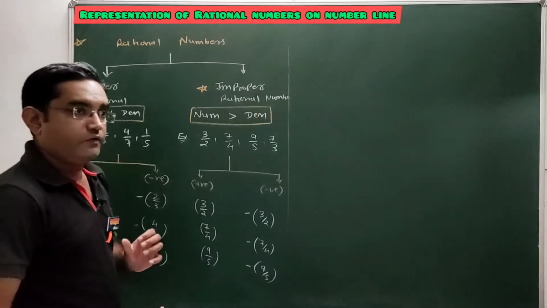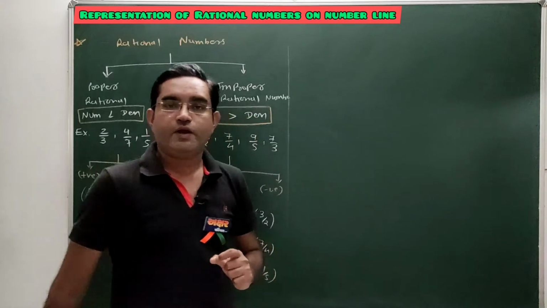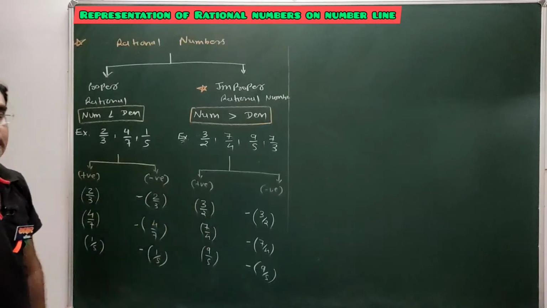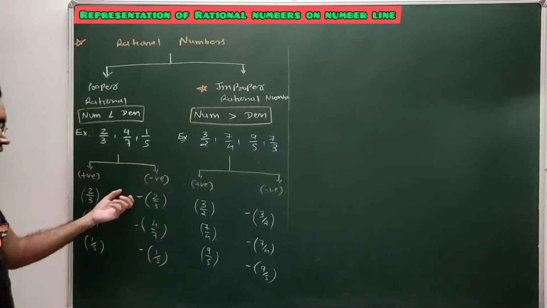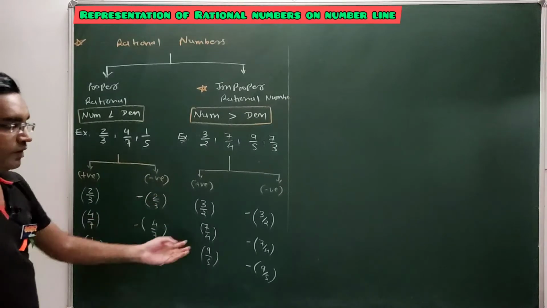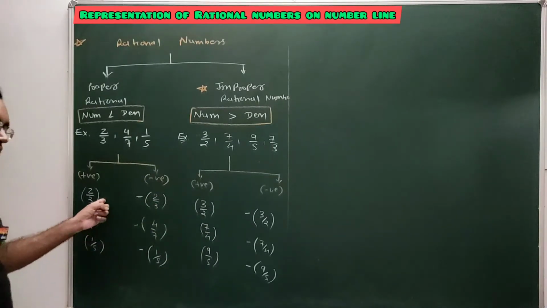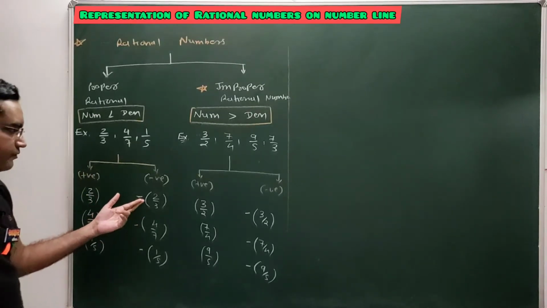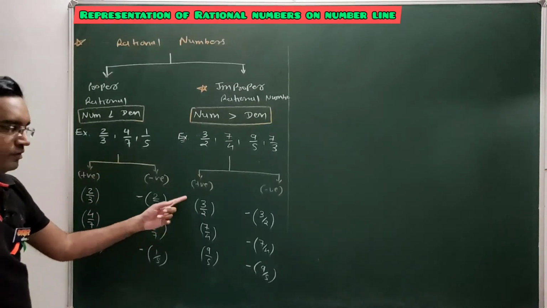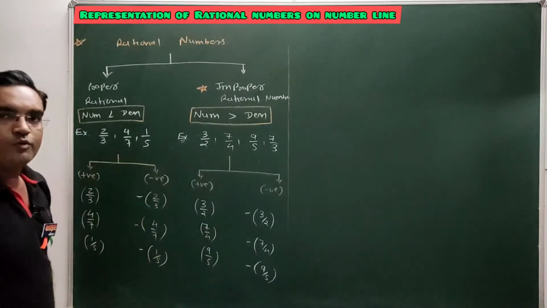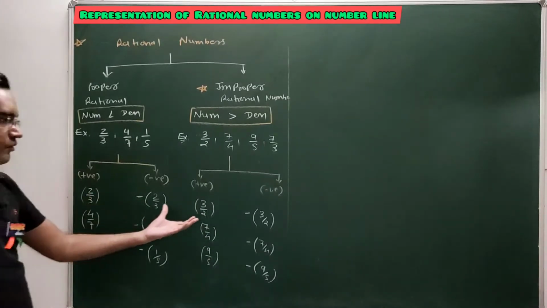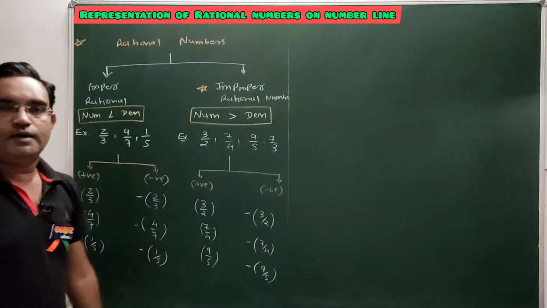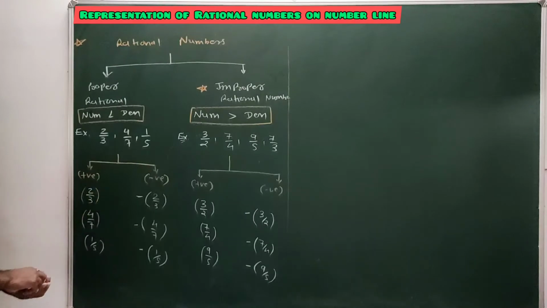So in short, if we talk about the rational numbers, total 4 possibilities are there. It may be 2 by 3, it may be minus 2 by 3, it may be 3 by 2, or it may be minus 3 by 2. This is a positive proper rational number. This is a negative proper rational number. This is a positive improper rational number. This is a negative improper rational number. So different types of rational numbers will be there, and this type of rational numbers we have to represent on number line.